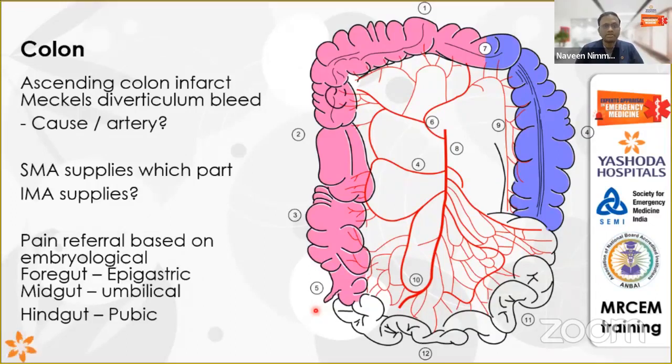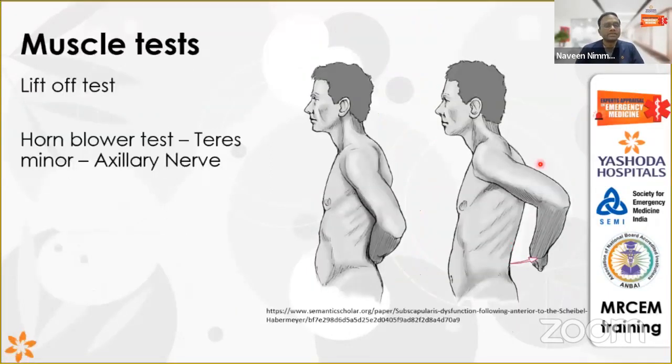Muscle testing. The lift-off test is done for evaluating the subscapularis muscle. Similarly, the horn blower's test is done for teres minor. And instead of teres minor, they can ask you which nerve is impacted. The axillary nerve supplies the teres minor muscle. So both can be asked.